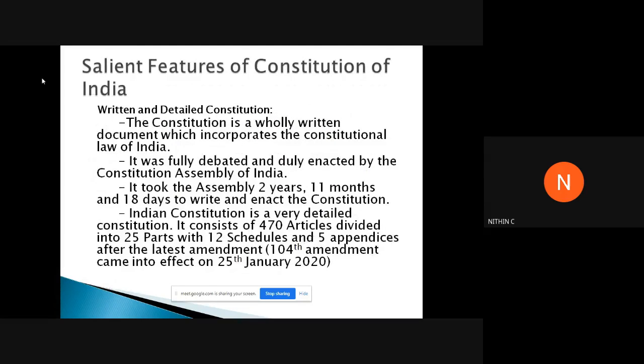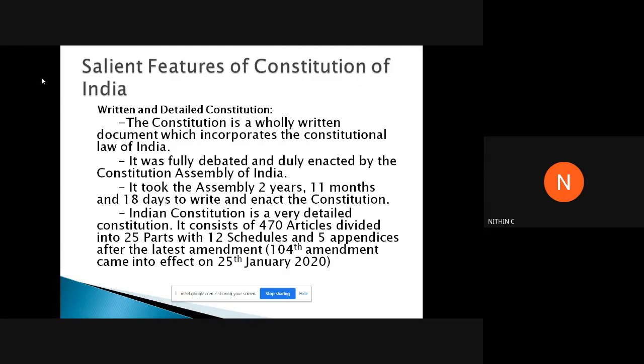Then coming to the salient features of our constitution. If you are asked what the salient or peculiar features of our constitution are, you can mention certain ones; we have quite a large number of features. There are a few points you need to remember.